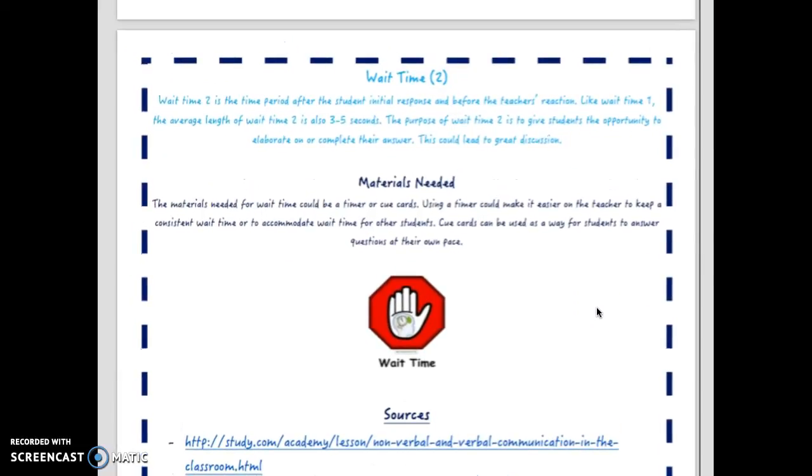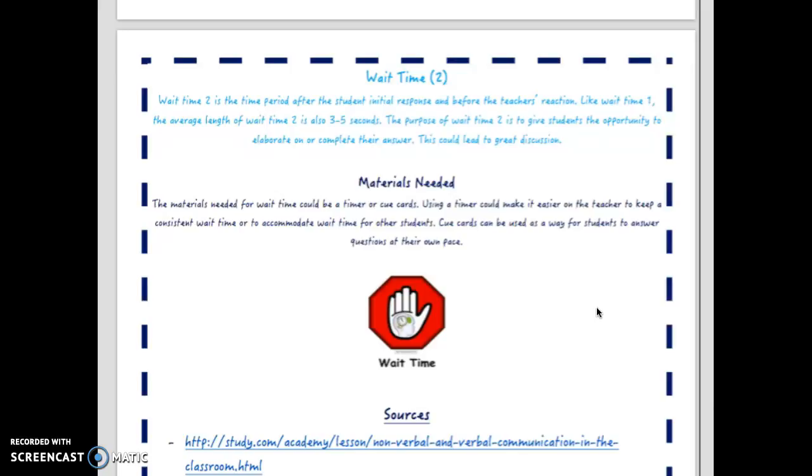There is another type of wait time, and it's called wait time 2. Wait time 2 is the time period after the student's initial response and before the teacher's reaction. So just like wait time 1, the average length of time of wait time 2 should also be 3 to 5 seconds, but obviously that can be modified as well. The purpose of wait time 2 is to give students the opportunity to elaborate or to complete their answer. This could lead to really good discussion.